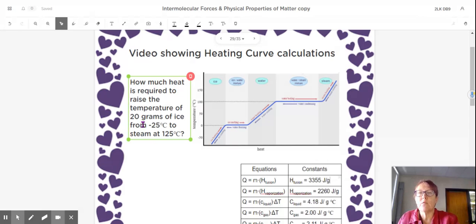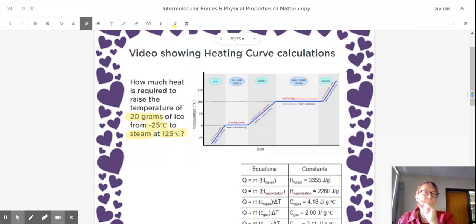What we're being asked to do is start with 20 grams of ice at minus 25 degrees, and we're going to heat that until it's steam at 125 degrees. So we're going all the way from ice to steam. The key thing here is to figure out what formulas to use and what constants to use at what point in time.